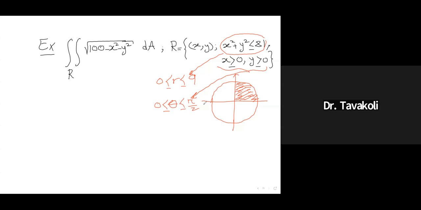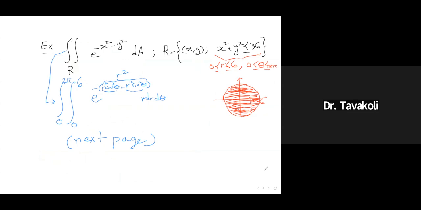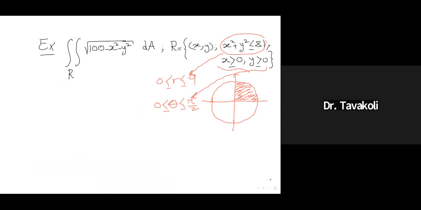In the previous example, theta runs from 0 to 2 pi because the entire disk was meant. There was no condition on the sign of x and y. But here, x and y must be positive. So all the points should be in the first quadrant, meaning that for all the points in the first quadrant, when connected to the origin, the angle that they make with the positive direction of the x-axis is somewhere from 0 to pi over 2.